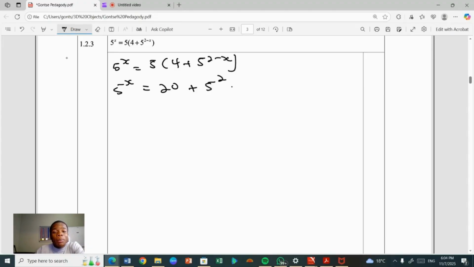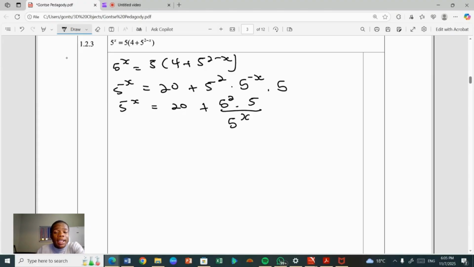Then you multiply. You just have to separate the exponent, right? Minus 2, right? Then you'll be left with 5 to the power of x is equal to 20 plus 5 to the power of 2 divided by, don't forget that here we multiplied by 5 because 5 multiplied this and 5 multiplied that. Then from here it's multiplied by 5 over 5 to the power of x. But we have to get rid of this 5 to the power of x so that we can solve.